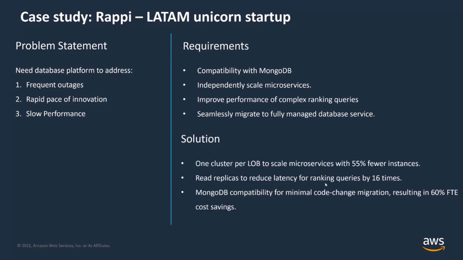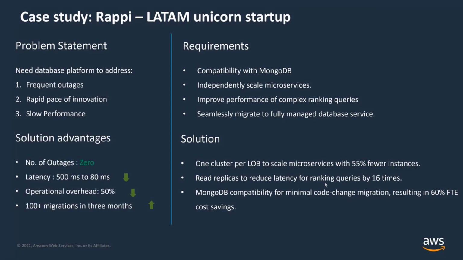So their solution was to create a single cluster per business unit and utilize their ability to scale using microservices. The horizontal scaling of read workloads reduced their query latency from 500 milliseconds down to 80 milliseconds. And with minimal code changes, they were able to migrate from MongoDB to DocumentDB, resulting in a 60% FTE cost savings.